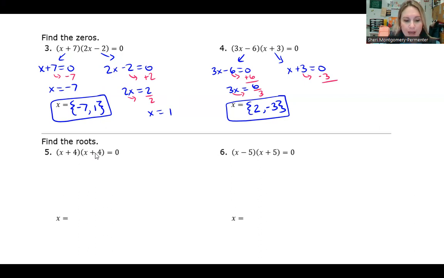So for number 5, the answer is -4 for this branch and -4 for this branch. Do you have to write it twice? No, it's the same answer. It's not a point. It's not an ordered pair. So all you have to do is write -4 one time. Does it hurt? No, but you won't ever see a solution like that. It's not necessarily wrong if you write it twice, but we don't usually write it twice.